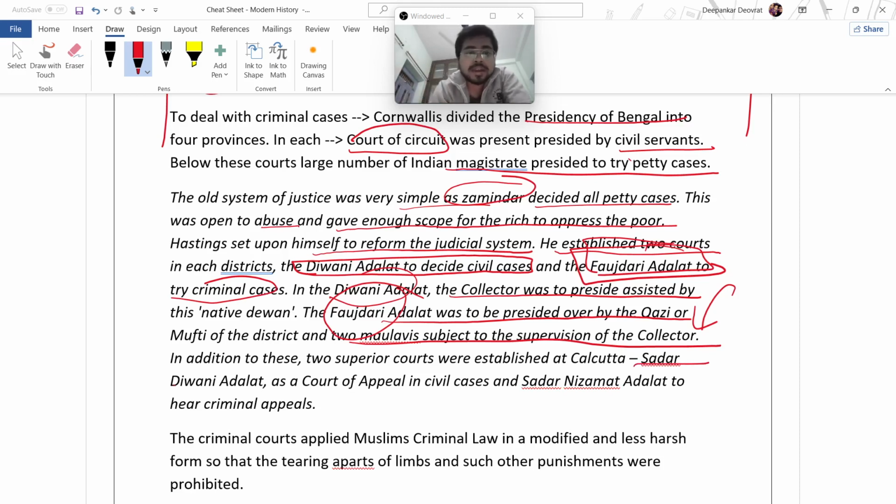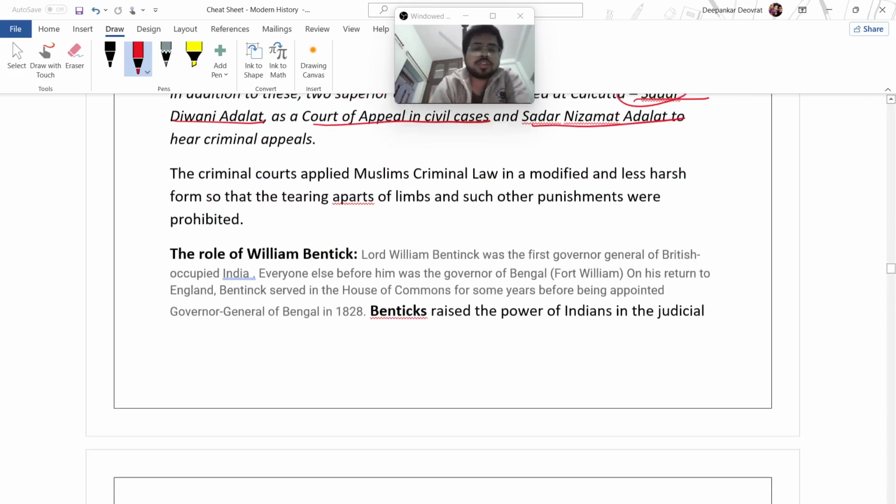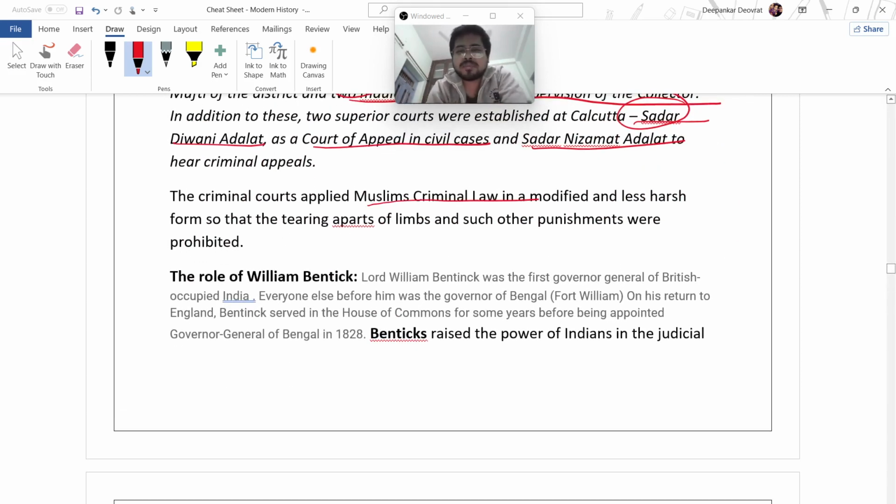One was the Sadar Diwani Adalat, superior to the Diwani Adalat, as a court of appeal in civil cases, and the Sadar Nizamat Adalat, superior to the Faujdari Adalat, to hear criminal cases. These criminal codes applied Muslim criminal law in a modified and less harsh form. One of the punishments given in the book is the tearing apart of limbs. These kinds of punishments were banned, and things were handled by the judicial system. As per whatever law is present, punishment will be given.